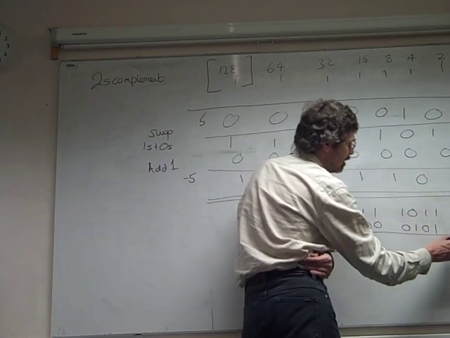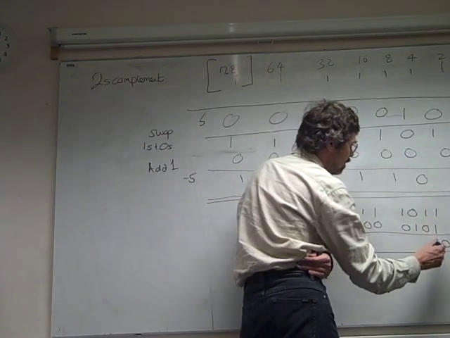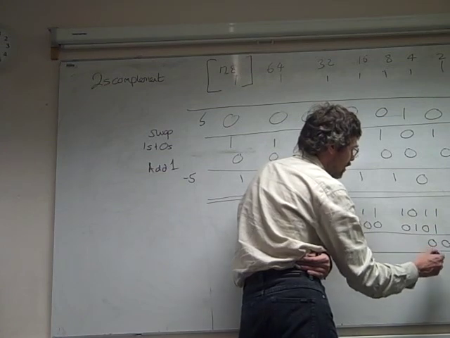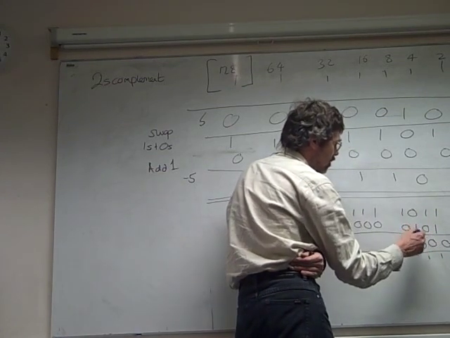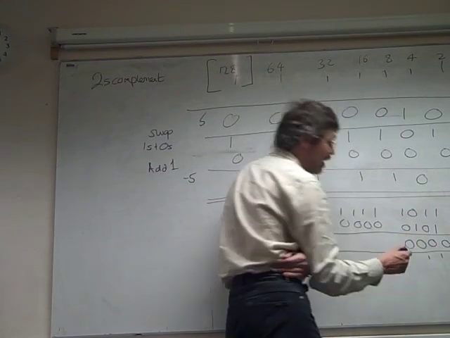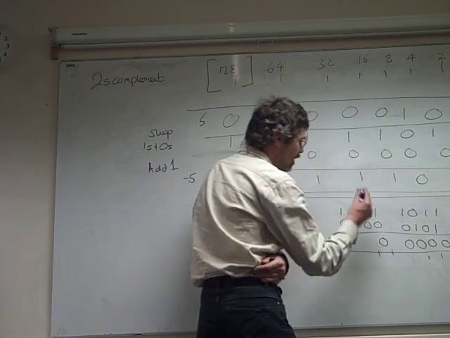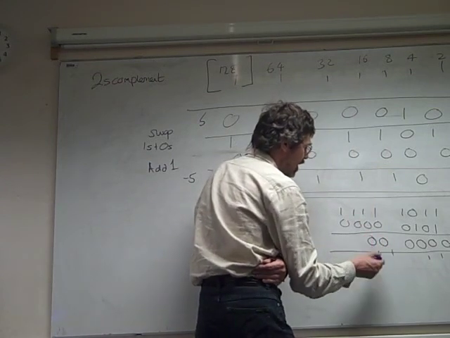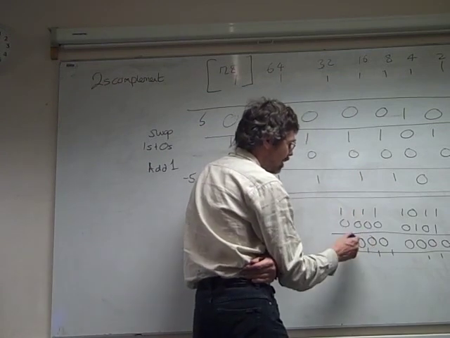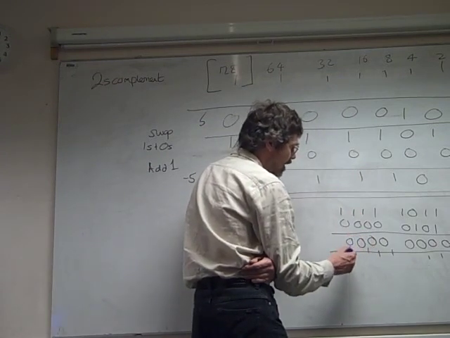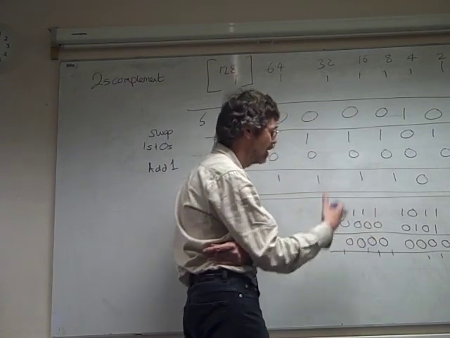1 plus 1 makes 10, carry 1. This repeats across every column, all the way along: 1 plus 1 makes 10, carry 1. Now we've got an 8-bit number, so the last carry we lose. It's going to fall off, we can't keep it.